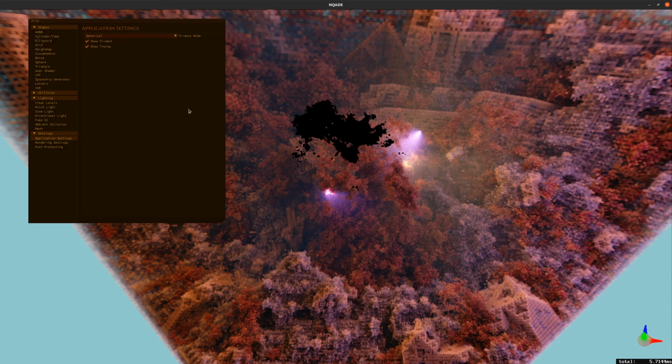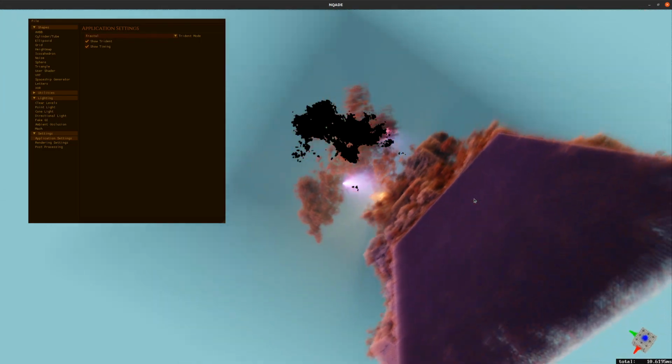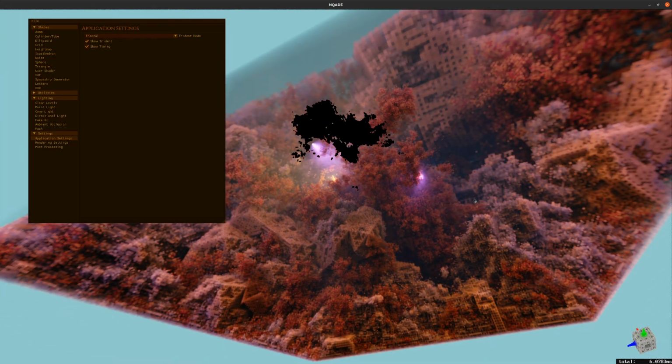There are two different modes. You can have it with a Menger sponge or with a sphere. Default is the sphere. And the rest I'll look over at another date.